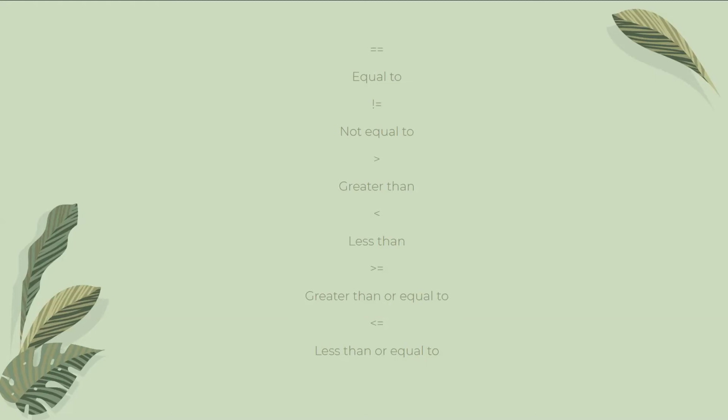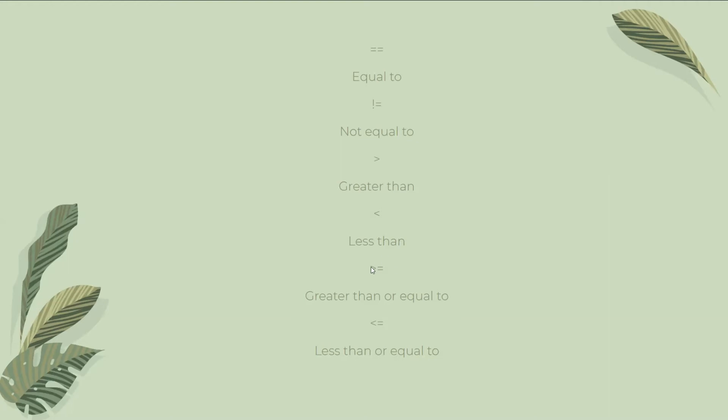Then there's the greater than and less than sign. Those are pretty simple. If you have if 5 is greater than 4, the condition would be true because 5 is greater than 4. If you do if 5 is less than 4, the condition would be false because 5 is not less than 4.